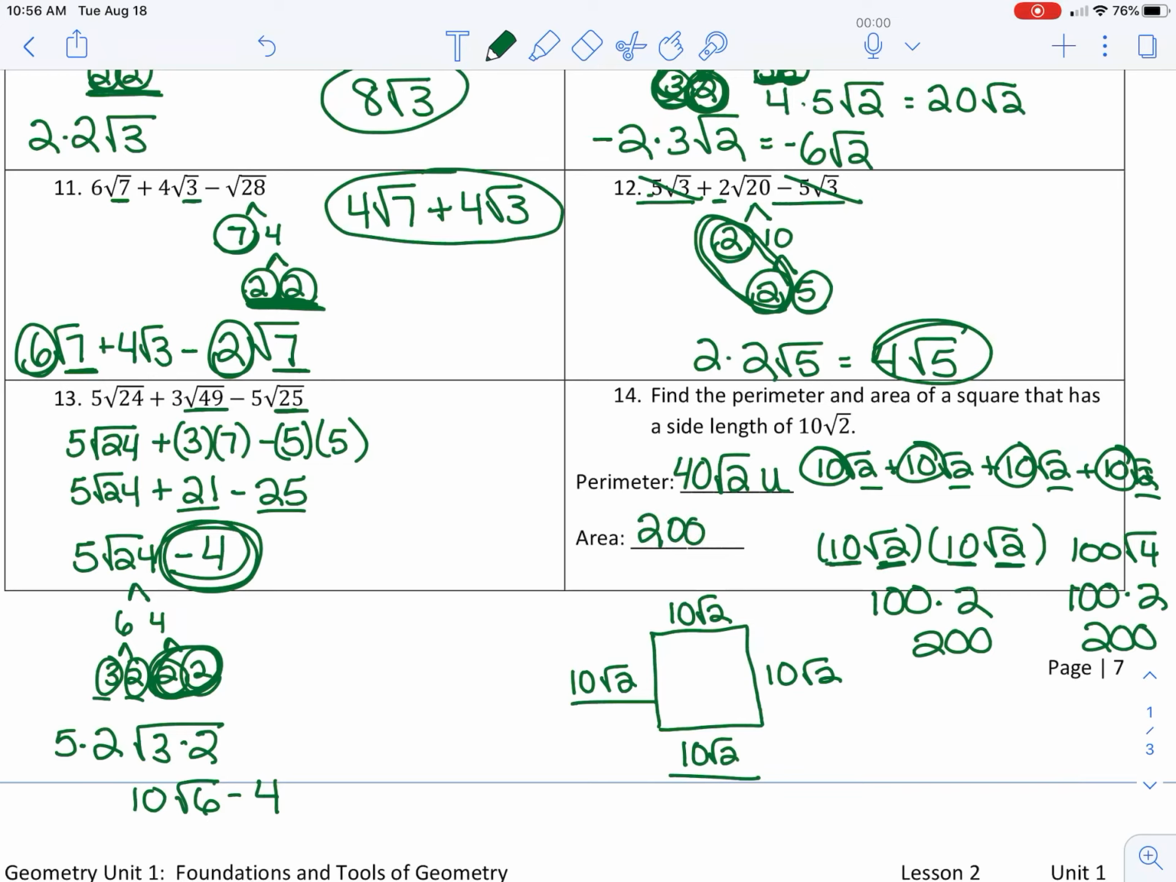So 200, and with area, I hope you guys remember whenever we're talking about units, we're doing units squared with area. Anytime we talk about perimeter, it's just the units. Anytime we talk about area, it's units squared. And anytime we're going to be talking about volume, it's going to end up being units cubed. So units to the 3rd power.